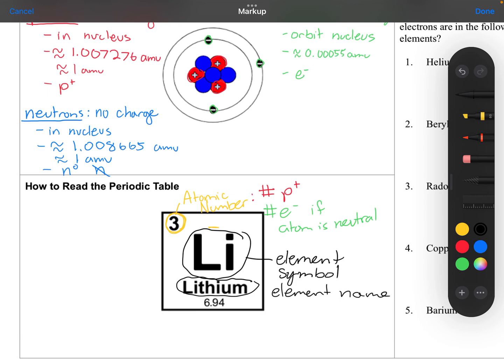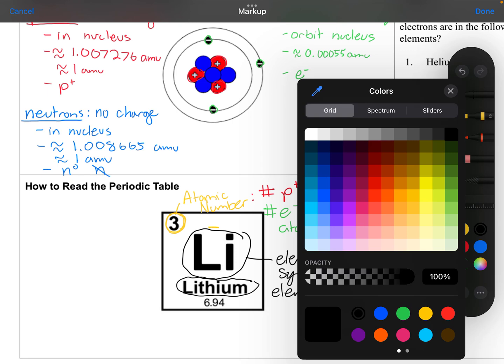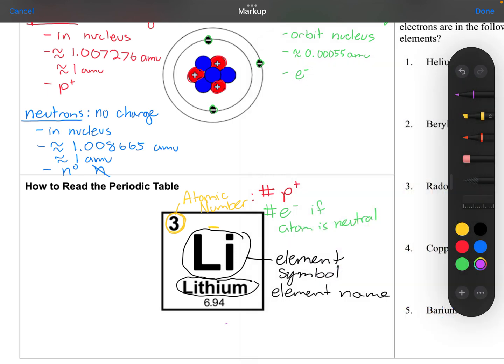And then finally, on the bottom here, we have our average atomic mass, that decimal number on the bottom of every single periodic table square. So that number is going to represent, again, average atomic mass. And what average atomic mass is essentially a weighted average of every single isotope of that element. And isotopes are just different forms of particular elements.